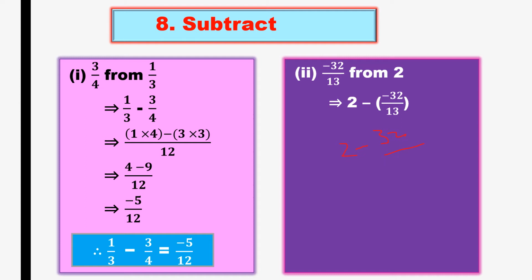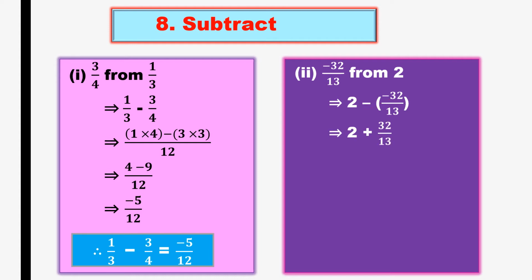But it is wrong, because this number has a minus symbol, but here we are not using it. So put the minus symbol also here. We are doing subtraction, minus. Now first we should remove the brackets in simplification, right? So minus into minus is plus. So 2 plus 32 by 13.